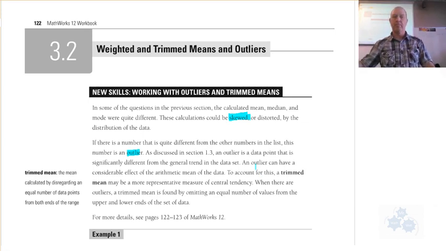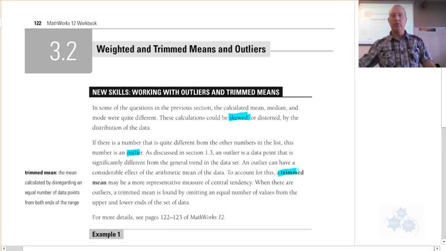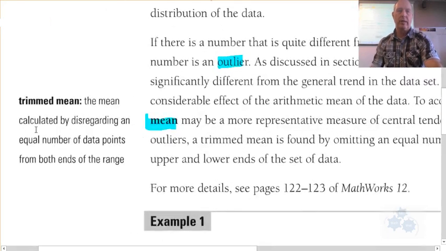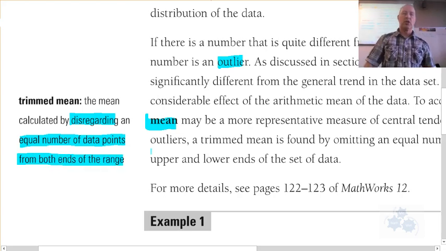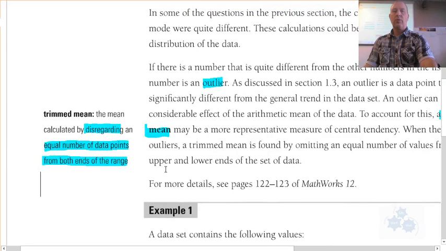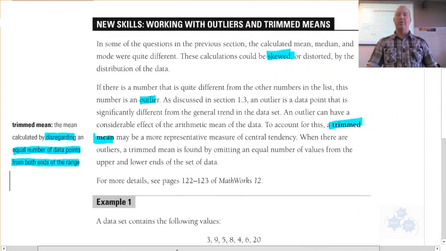All right. So to account for this, a trimmed mean may be a more representative measure of central tendency. So what is a trimmed mean? Well, if we look over here, and this is in your workbook, in your notes, you should have that in front of you. The mean calculated by disregarding an equal number of data points from both ends of the range. Okay, that's what a trimmed mean is. An equal number of data points that are removed.